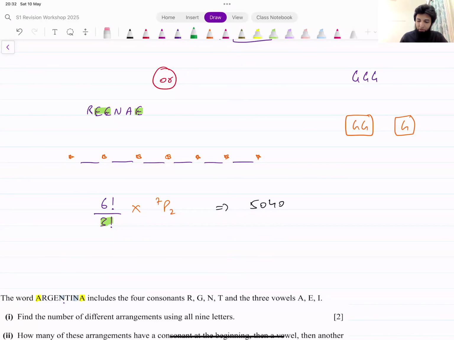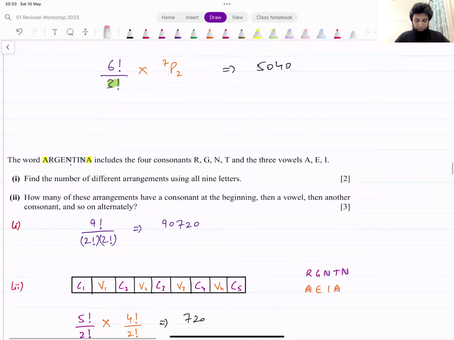Yes, so if both of the objects were identical, so if we had, for example, a G and another G, then yes, we would have to divide by 2 factorial in that case. Or if we had a box like this and another box like this, then we would divide by 2 factorial as well. But these boxes are different from each other, so we don't have to do anything. Okay, all right, let's move on.